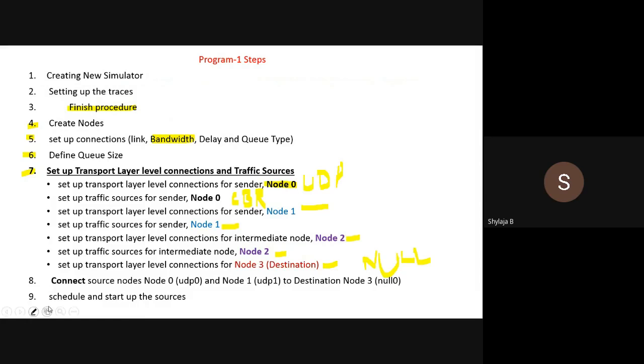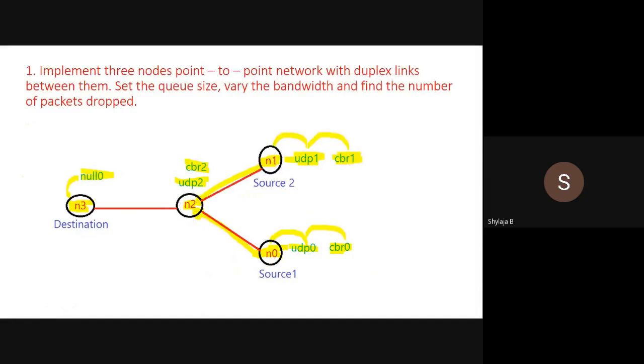Here our source nodes are N0 and N1. So we have to connect N0 to N3, then we have to connect N1 to N3. And we are not directly connecting N0 to N3 and N1 to N3. Instead of that, we will connect it through the agents. For N0, we are writing UDP0 as the agent. So UDP0, we have to connect it to the agent of N3. So here the agents are interconnected, not the nodes directly.